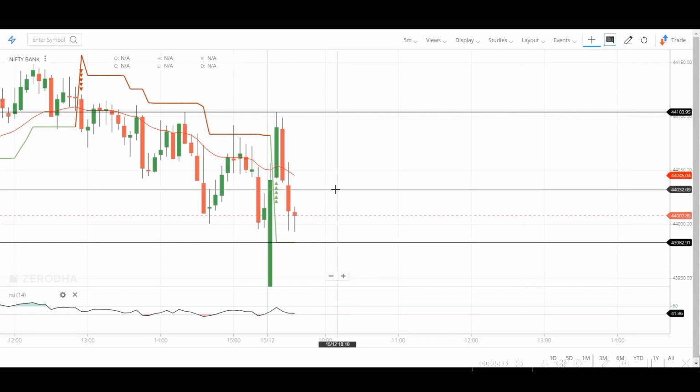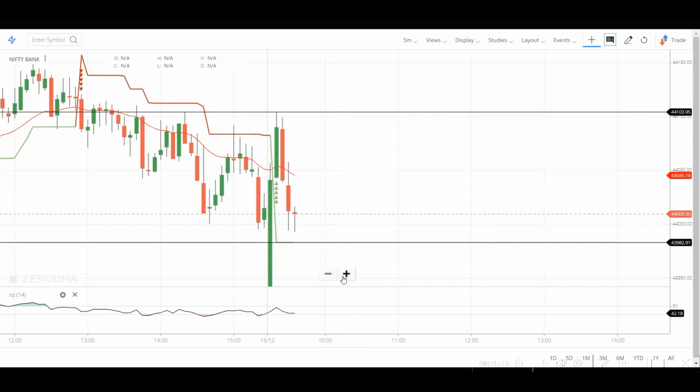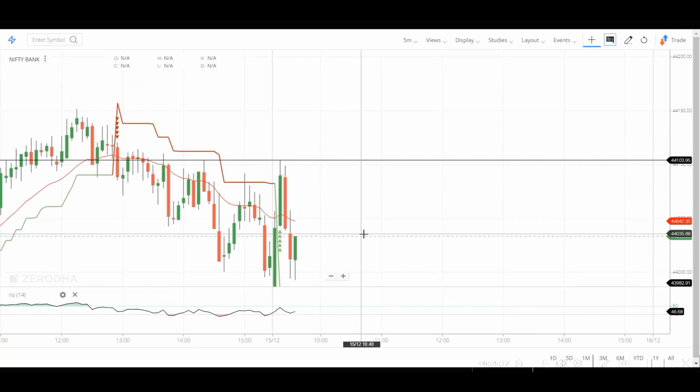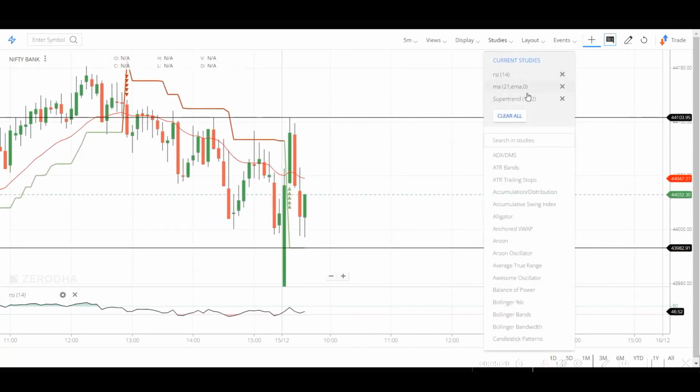I'm only entering my position slowly, lot by lot, based on the movement of the premium, because if you go in a single shot, it might hurt you. Okay, and these are the settings which I told you.